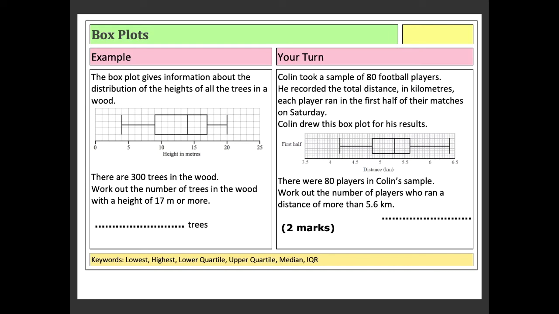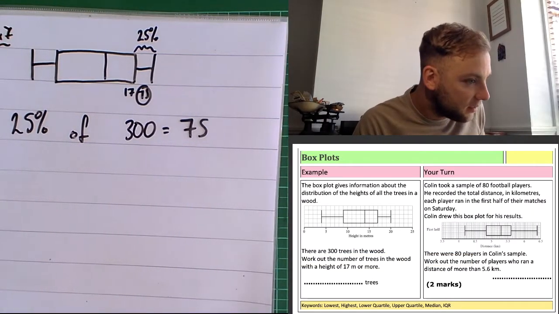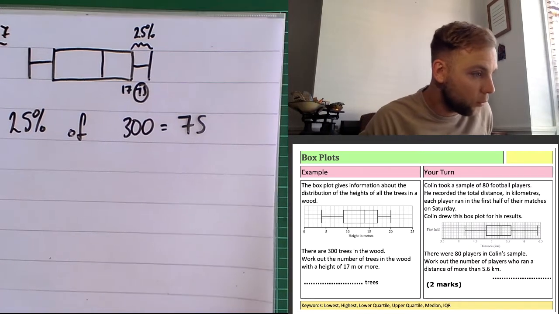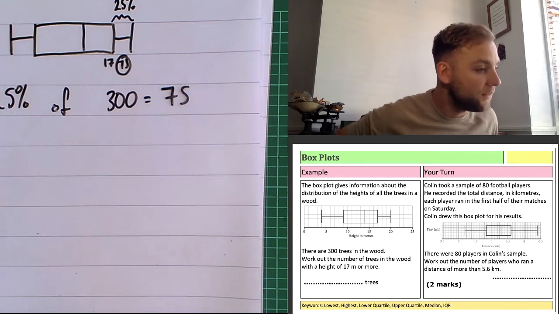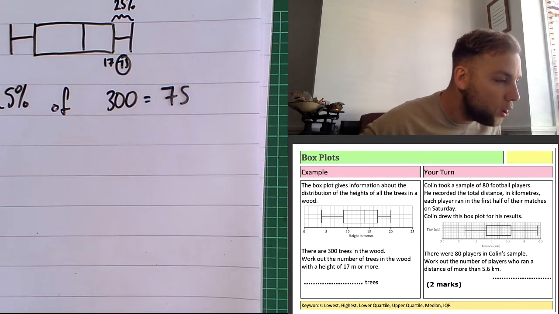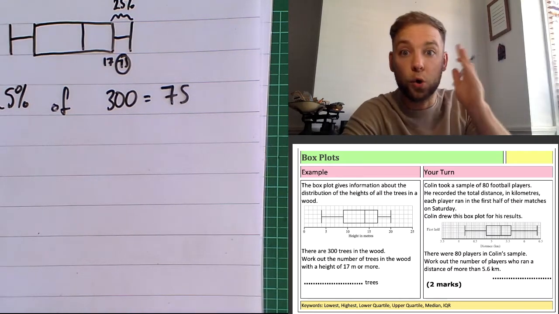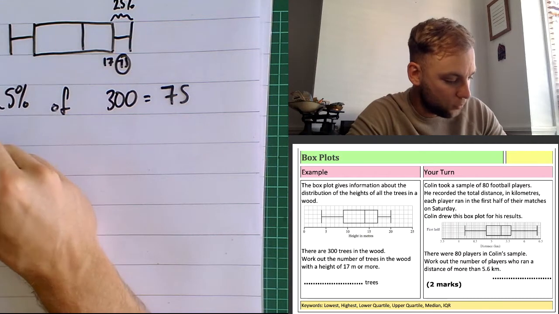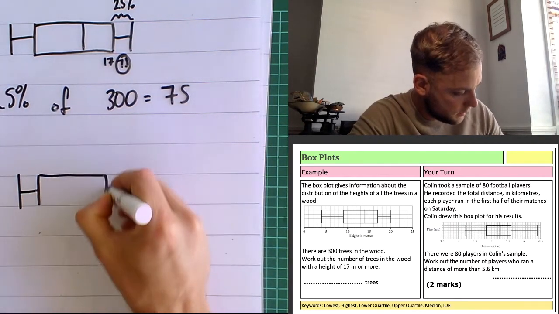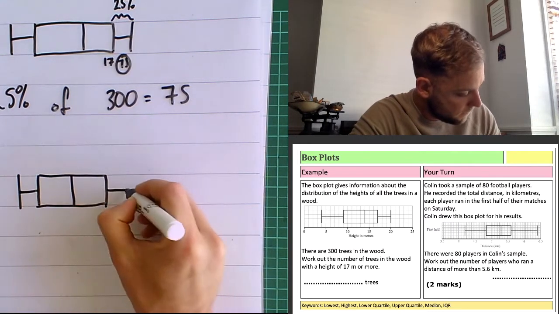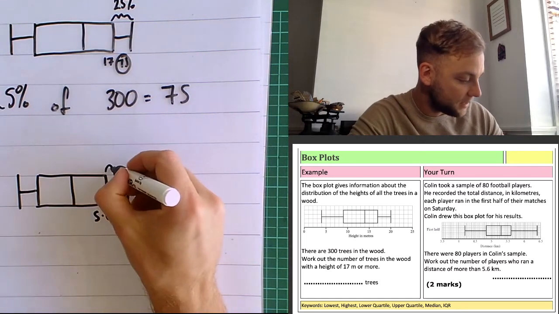Okay, let's have a look at this one together then. So with this question here, it says there were 80 players in a college sample. Work out the number of players who ran a distance of 5.6. So if I look at where 5.6 lies, again, 5.6 lies at the upper quartile. So example 8, 5.6 lies here. So I just need to find 25% of this.